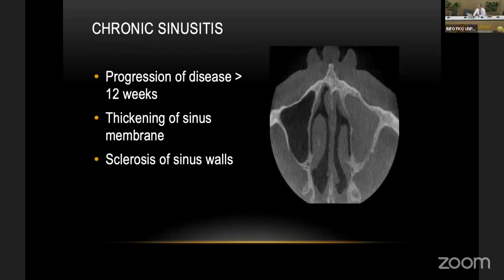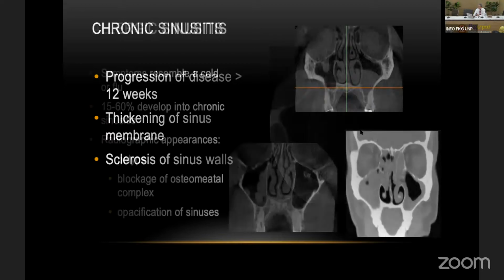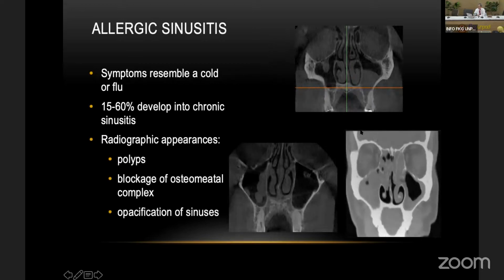For chronic sinusitis, you often see sclerotic change of the sinus wall and opacification of the sinuses, like this one, where you see the sclerotic change of the sinus wall. And sometimes in the spring, in allergy season, we often see polyposis in the sinuses. Some people say it looks like a grape shape. This is most likely due to allergy.